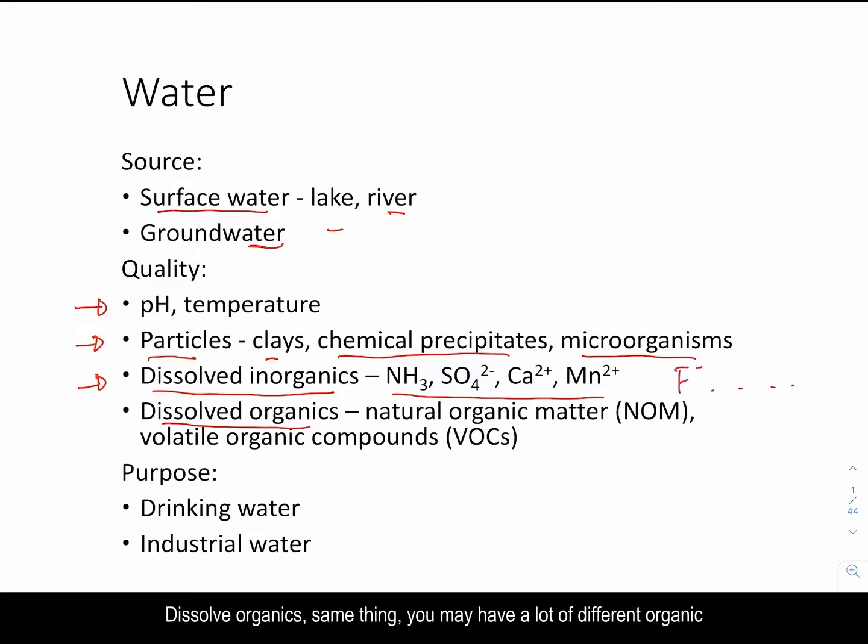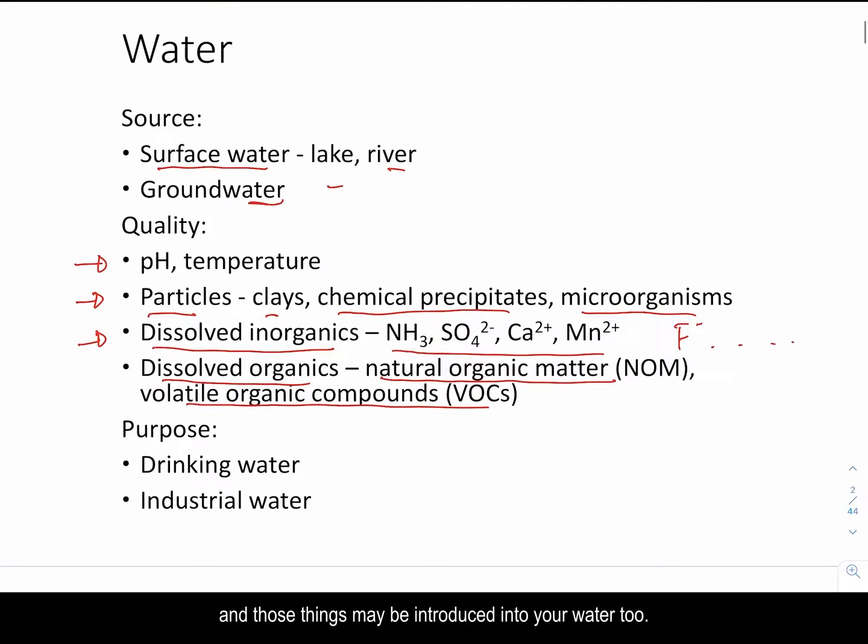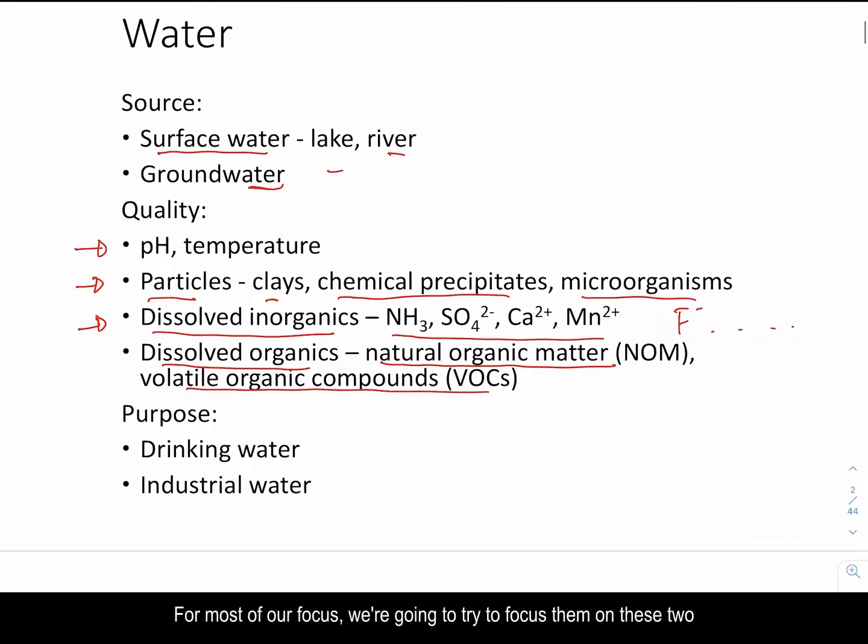Right. Dissolved organics, same thing. You may have a lot of different organic chemicals that are coming from natural sources, or some of them are coming from anthropogenic sources, like volatile organic compounds, oftentimes coming from gasoline-type products, and those things may be introduced into your water too. So for most of our focus, we are going to try to focus on these two, drinking water and industrial water.